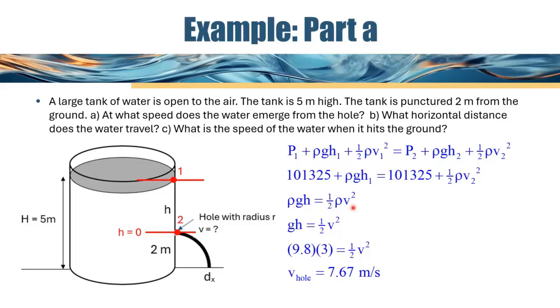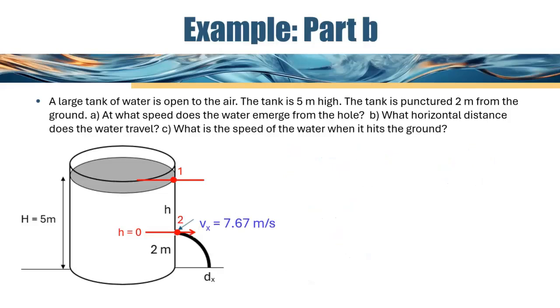And just like when you do conservation of energy, how the mass term often cancels, the density of the fluid is going to cancel here, and I end up with gh equals 1/2 v squared. Now when it's time to plug in my numbers, I have g of 9.8, but this h is defined as the height of the fluid above the hole. So if this is 5 meters and we punctured the tank at 2 meters, that means that h value is 3. And that gives us the velocity of the water coming out of the hole of 7.67 meters per second.